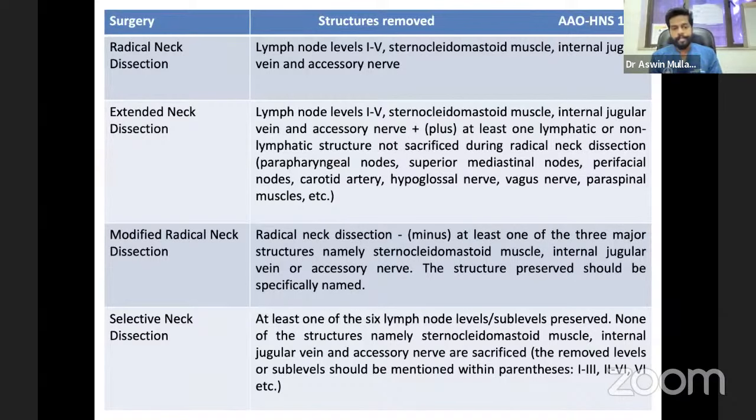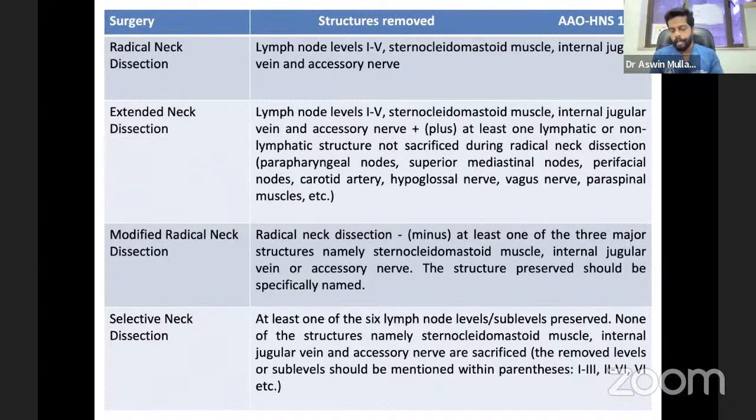Then we have radical neck dissection. It is a little more radical, in case of a metastatic node with extranodal extension, as I mentioned in previous slides. Extranodal extension means the disease breaches the capsule of the node and the tumor is already out of the lymphatic nodule. So in that case, we have to go for a radical neck dissection, and along with the primary nodal levels, we'll be removing either sternomastoid, internal jugular vein, or accessory nerve.